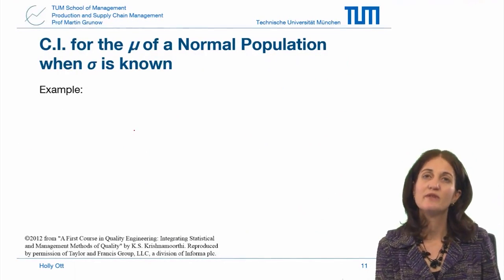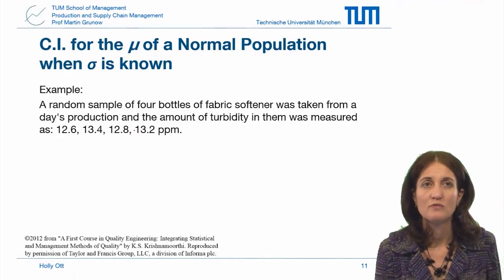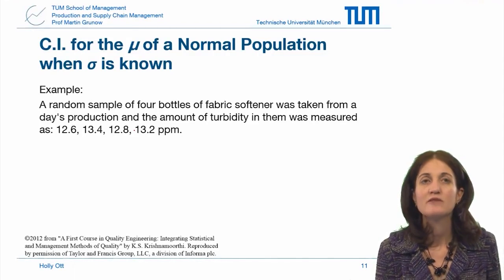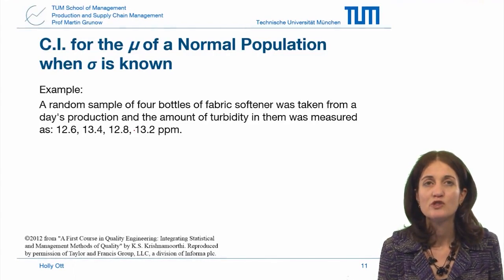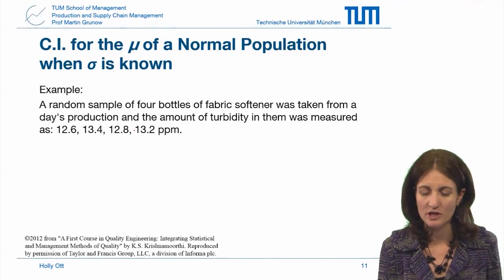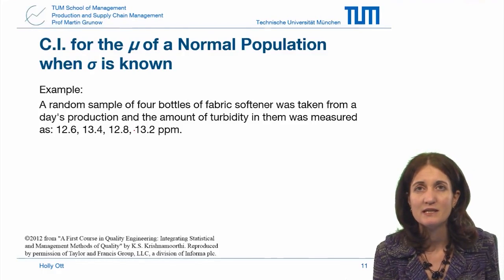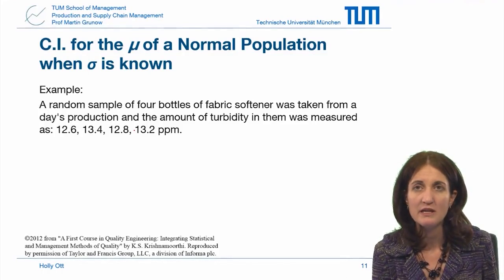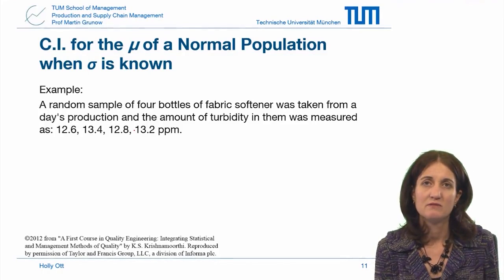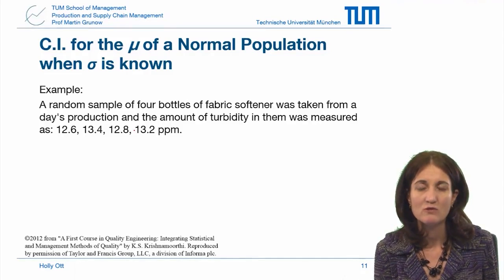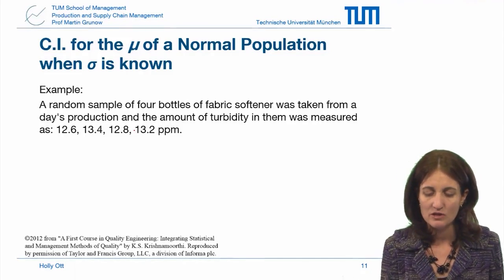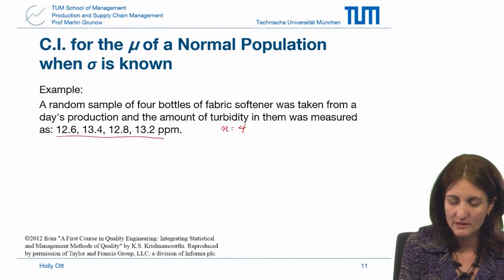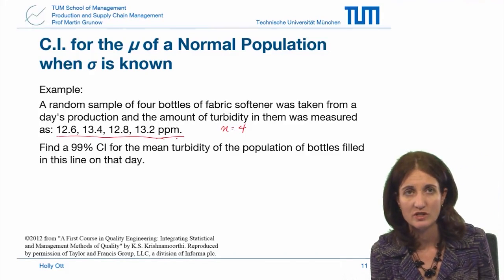So let's do an example, then it will be very clear. We have a random sample of 4 bottles of fabric softener taken from a day's production, and the amount of turbidity in them was measured in parts per million. Turbidity is the cloudiness or haziness of a fluid caused by particles, and it's a very important quality test for water quality. So we have 4 different values, n equals 4, of turbidity in parts per million measured on a certain day.